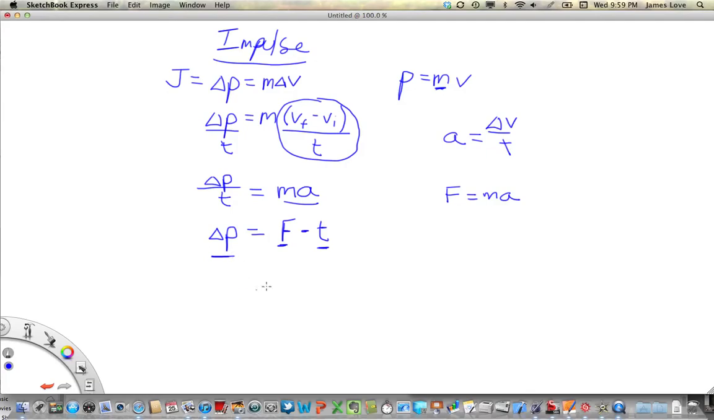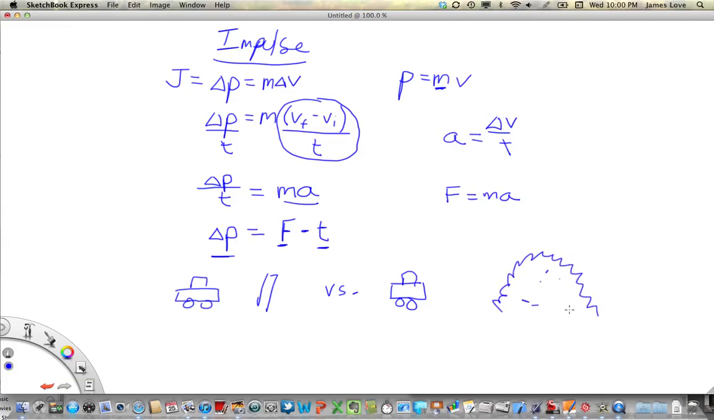An example of that would be, I don't know, a car, right? We have a car, pretty poorly drawn car, crashing into a wall versus a car crashing into a big pile of hay or something nice and soft. If both cars are going at the same velocity, the change in momentum is the same, so delta P is the same for both cars.